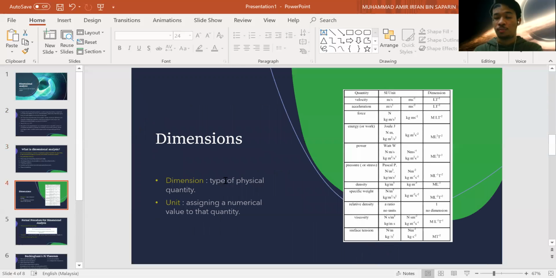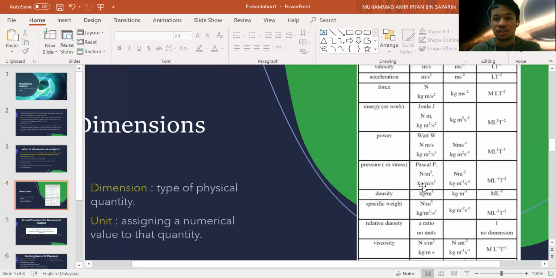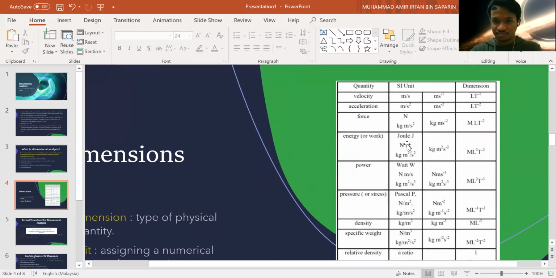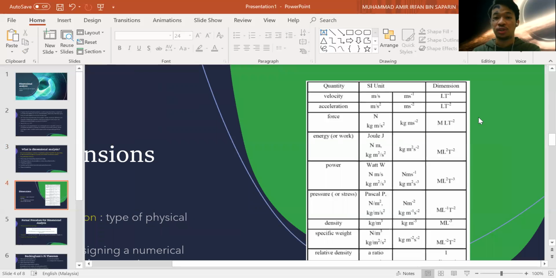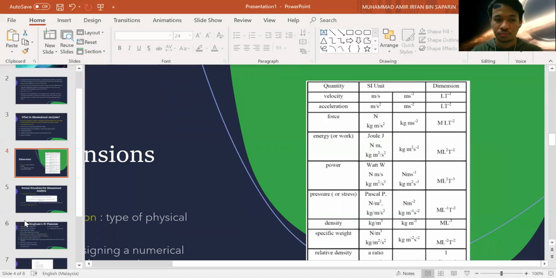So we need to know about the dimension first. Dimension is a type of physical quantity. Unit is assigning a numerical value to that quantity. So the table that I put here is about the dimension and also the unit. For example, velocity has the unit m s^-1, whose dimension is LT^-1.